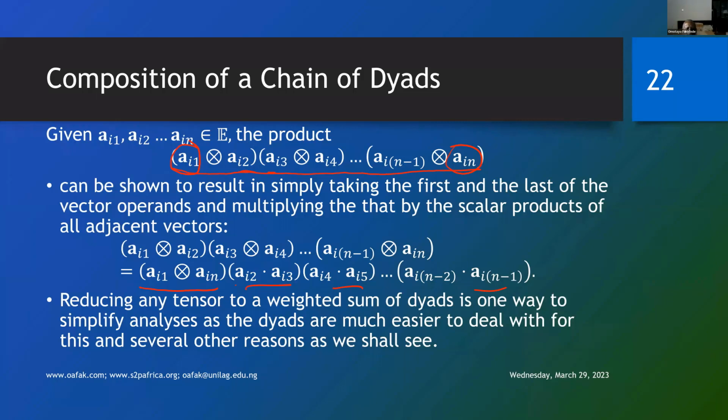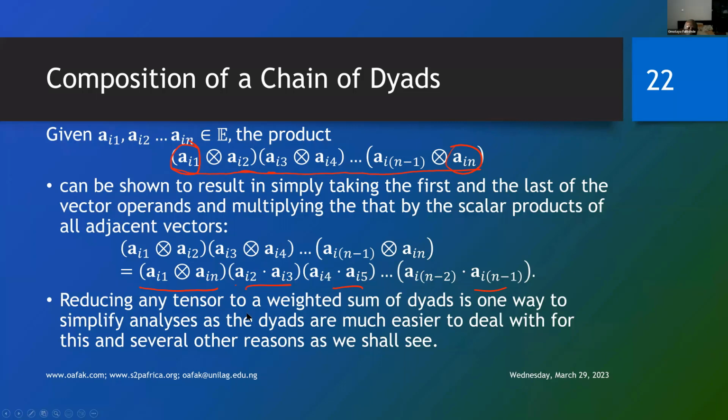By doing this, it can be shown to result in simply taking the first and the last vector operands, and then multiplying that by the scalar product of the other vectors. We take the first and the last, and we take the tensor products of them. That is, the first one is a_i1, and the last one, ⊗ a_iN. And then all the ones that are near each other, just take their dot products: a_i2 · a_i3, a_i4 · a_i5, and so on, all near each other. This is the answer.